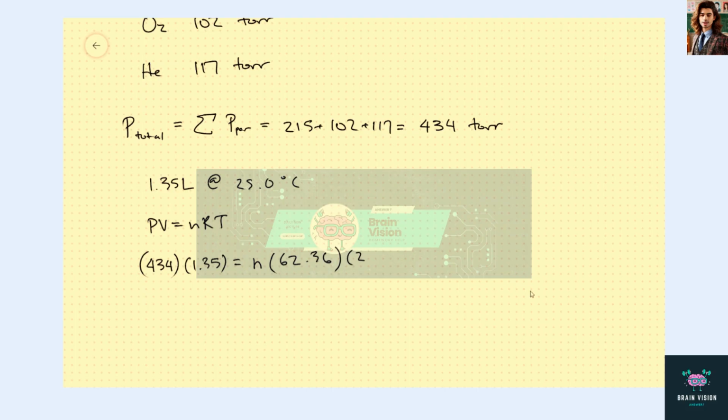And then the temperature is going to be 298.2 Kelvin. So the total number of moles of this gas is going to be 62.36 times 298.2, and then take 434 divided by that. Okay. And so in total, you have 0.0315 moles of gas.